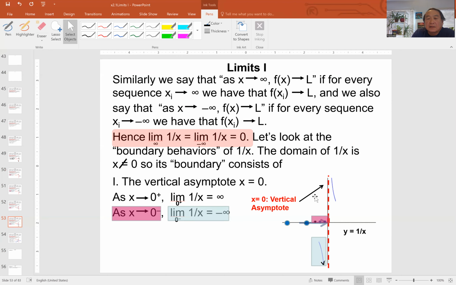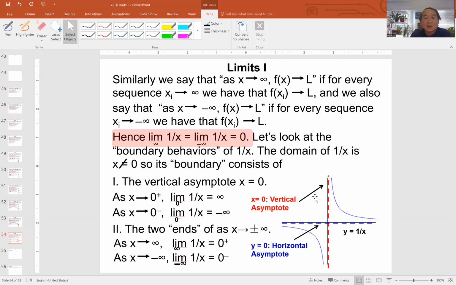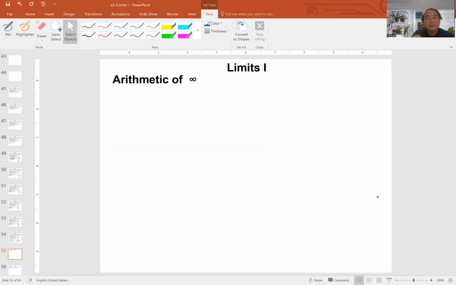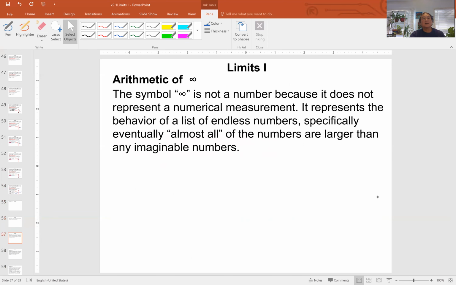And then similarly, on the other side, when x goes to negative infinity, 1 over x is very small. This is the positive side, this is the negative side. But infinity is not a number. Infinity is conceptual. It represents a sequence of numerical measurements that go on without bound.